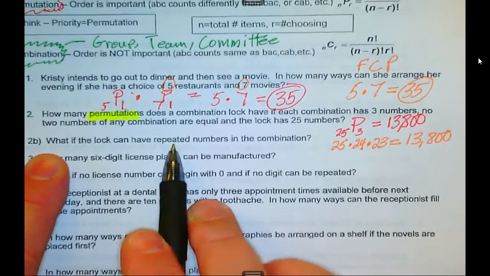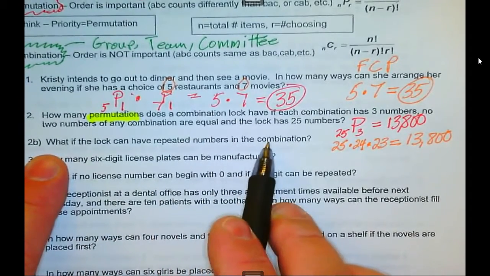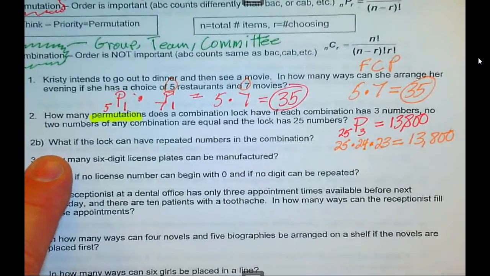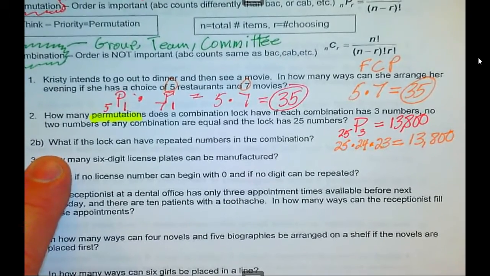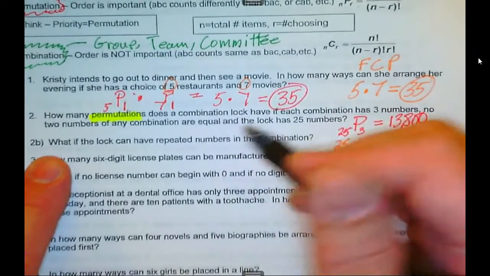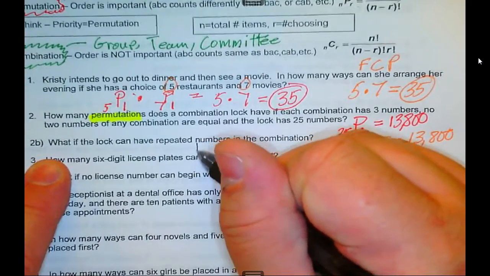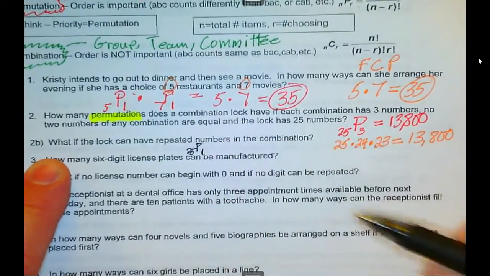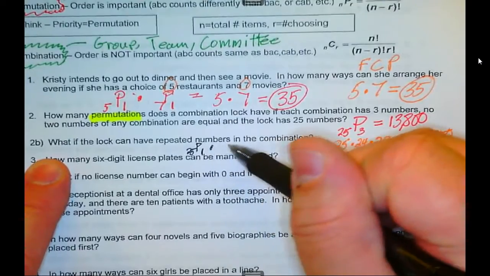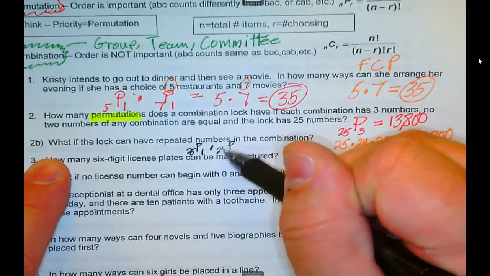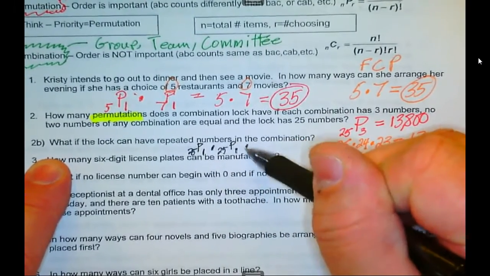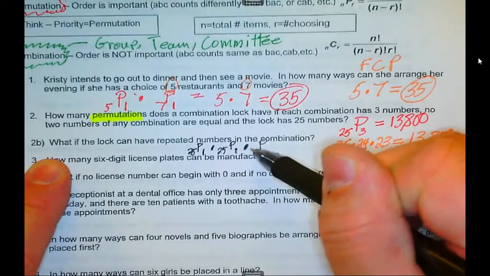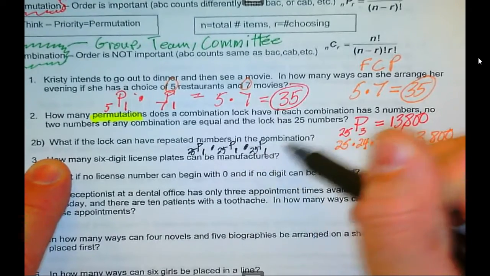What if the lot can have repeated numbers in the combination? Well, then you're going to have to do them individually. So you're going to have to do permutation of 25 one choice times the permutation of 25 of another choice times the permutation of 25 of the third choice.